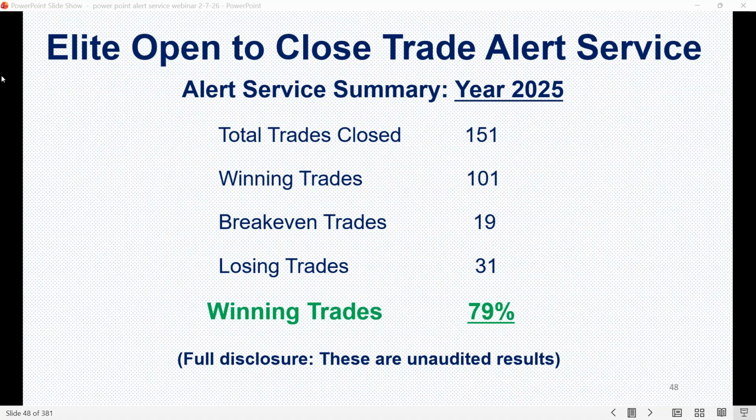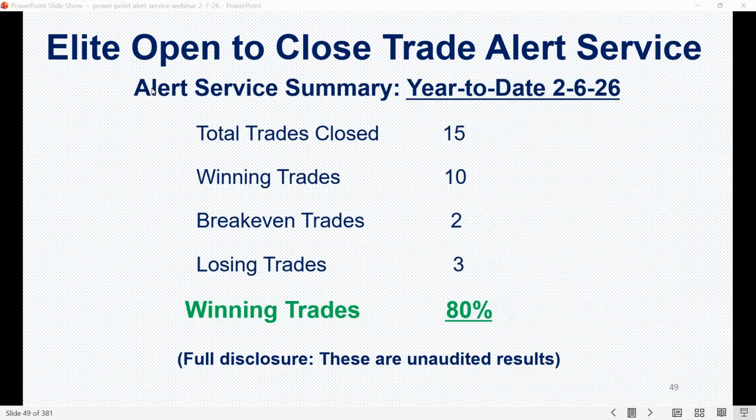Now here it is again, just to kind of go back over for full year 2025. We've had 151 trades through the year 2025 closed out. 101 were winners, 19 were break even, 31 were losers. So our win break even rate here for the full year of 2025 was 79% too, a really high winning rate. And these are again our unaudited results, just to kind of highlight and show you what this service will provide you, on the trades that are sent out.